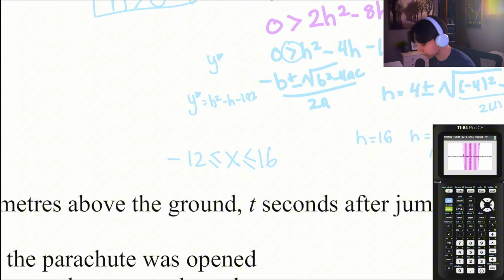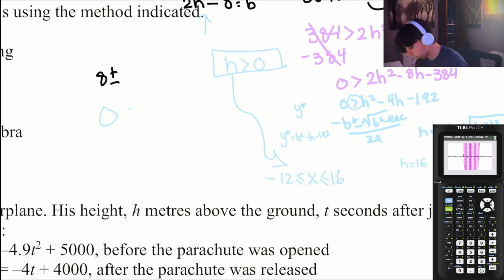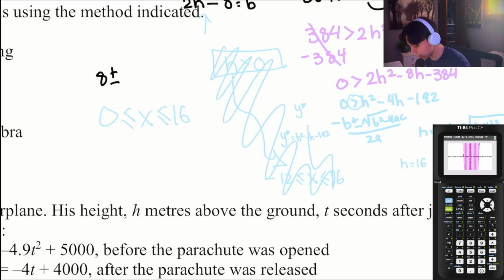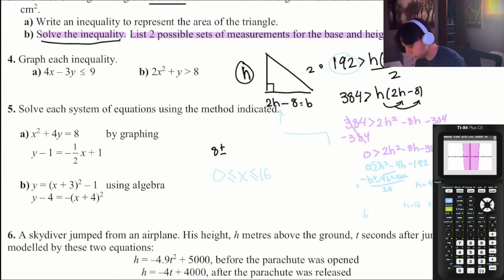However, remember, our height has to be greater than 0. Negative 12 is not 0. So our new inequality is going to be this. And this is going to give us the 2 dimensions that we need to have this question answered. So let's find 2 possible sets of measurements, right? I can pick any number between 0 and 16, and that'll give me an answer which is correct here.